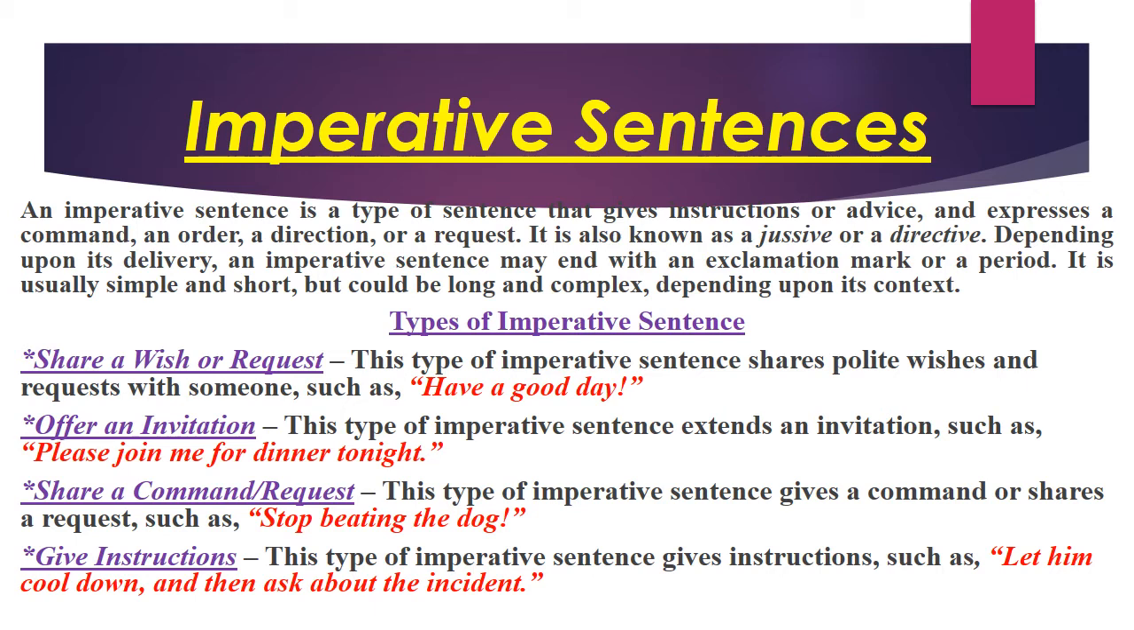Next one, give instructions. So to give instructions, we use imperative sentences. This type of imperative sentence gives instructions such as let him cool down and then ask about the incident. So you can ask him about the incident, but first let him cool down. So remember, there are different types of imperative sentences based on the usage. First one, share a wish or request. Second one, offer an invitation. Third one, share a command or request. And the last one, give instructions. So for all these things, we use imperative sentences.